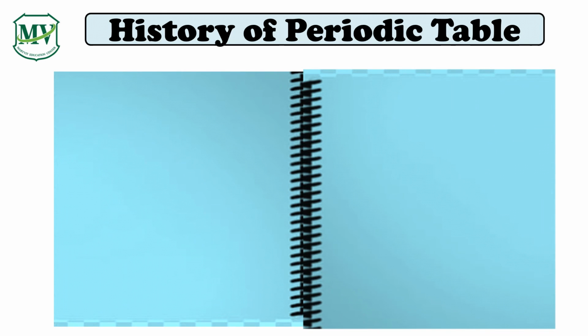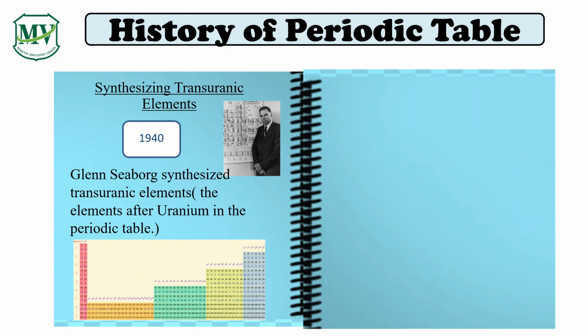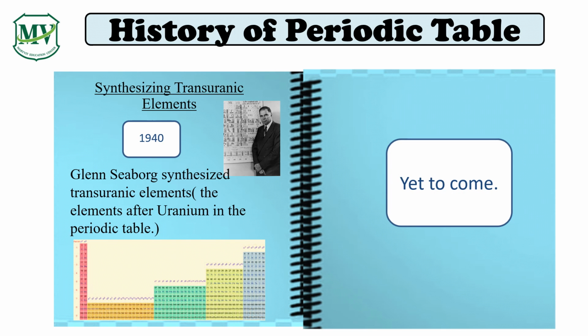In 1940, transuranic elements were being synthesized. Can you guess who did it? Excellent! In 1940, Glenn Seaborg synthesized transuranic elements, or the elements after the uranium in the periodic table. And for sure, the next elements are yet to come.